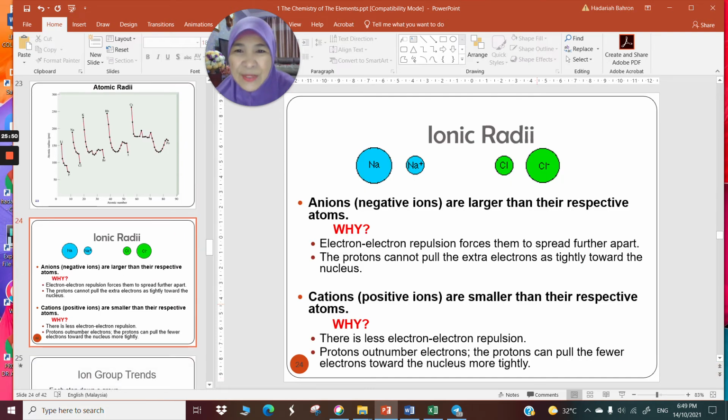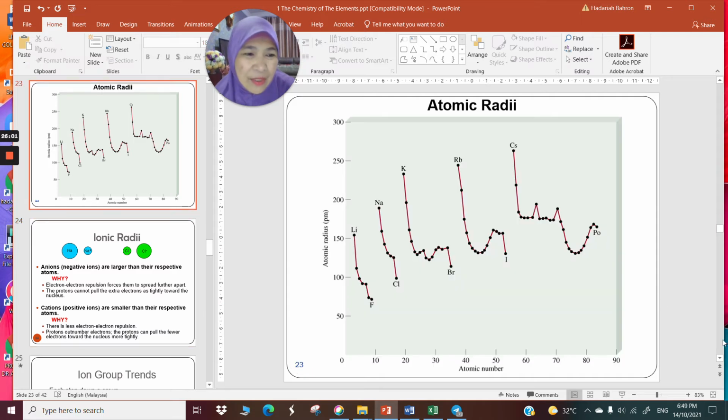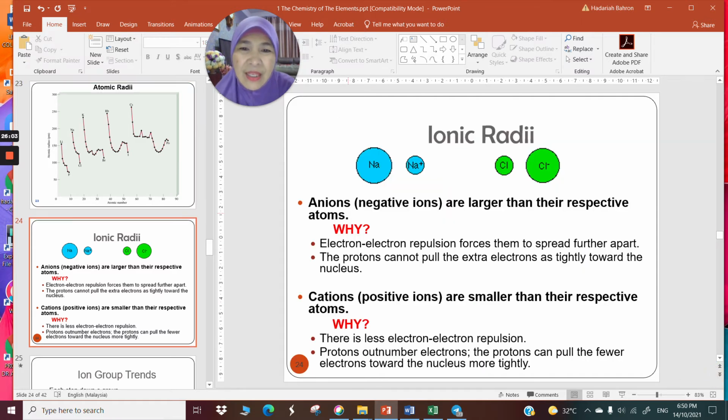Now, let's look at the cases. They were simple when we talk about atomic radius. What about ionic radius? Now, ionic radius: anions, which are negative ions, are always larger than the neutral atom. Why is that? Because to form an anion, electrons are being added to that particular element.